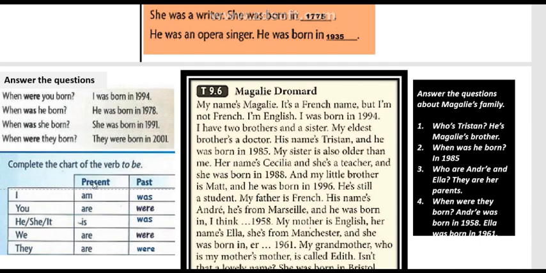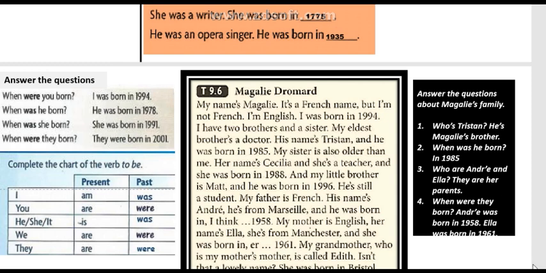Here we have the present and the past. I, the verb to be: in the present am, in the past was. You, the verb to be, are; in the past were. We, verb to be in the present, are; in the past were. They in the present are; in the past were. He, she, it in the present is; in the past was. We should memorize this chart because it's so important.